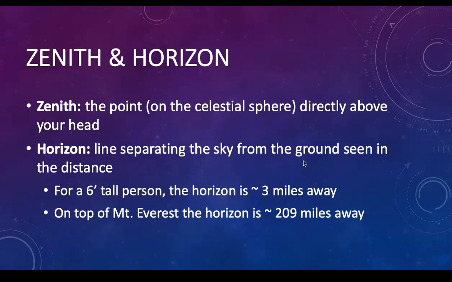All right, a couple more terms. These are relative terms. We've got zenith and horizon. These are for you standing on Earth. All right. Well, wherever you are, you look straight up. That is the zenith on the celestial sphere. If you are 100 miles away from where you were yesterday, you're going to have a totally different zenith than you did yesterday. Okay. Like I said, these are relative.